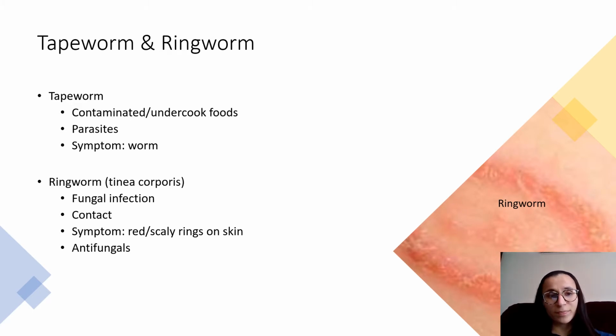It's pretty gross. Ringworm is called Tinea corporis. It's a superficial fungal skin infection that happens on the skin, hair, and nails. It's highly contagious. It's transmitted by contact, so it's spread by hairbrushes, hats, towels, etc. The symptom, as you see on the right side, is red, scaly, blistery rings on the skin that grow outwards as the infection spreads. And the treatment, because it's a fungal infection, is going to be antifungals.